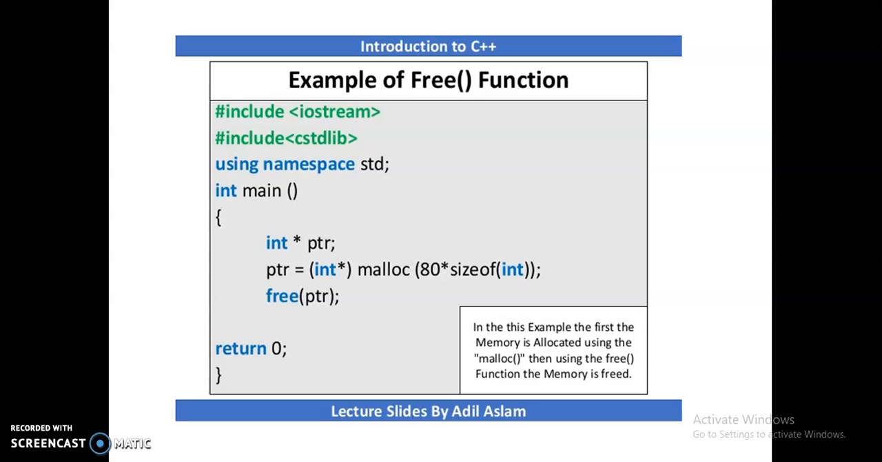Here is the example of the free function. This is int star ptr equal to int star cast type malloc 80 into size of integer. The size of the integer is 2, so 2 into 80 and 160 is allocated here, and it is freed by using the free function. In this example, the memory is allocated using malloc, then using the free function, the memory is freed.